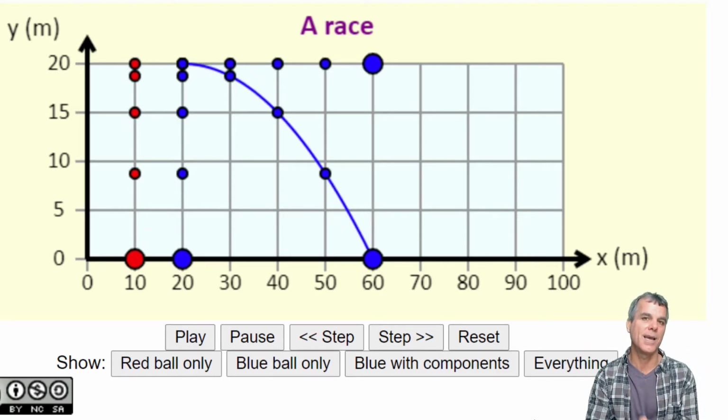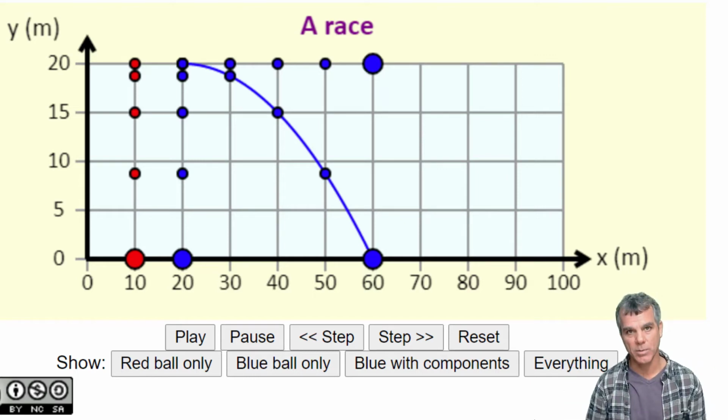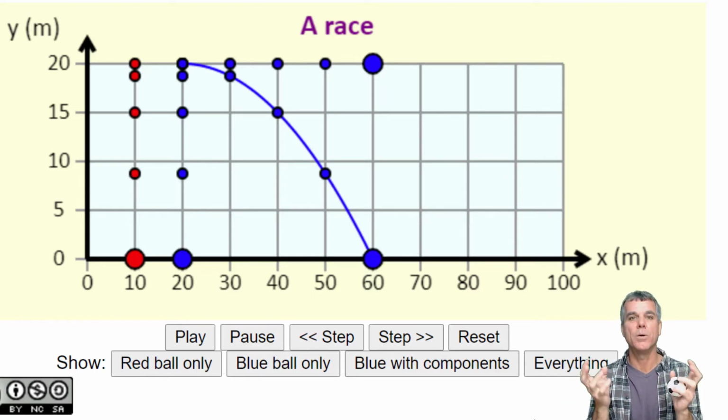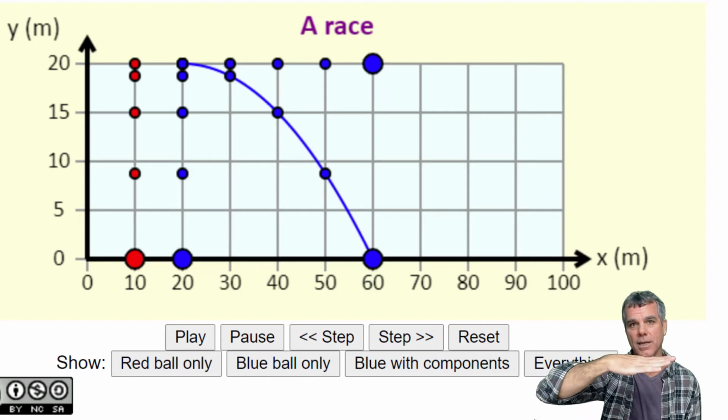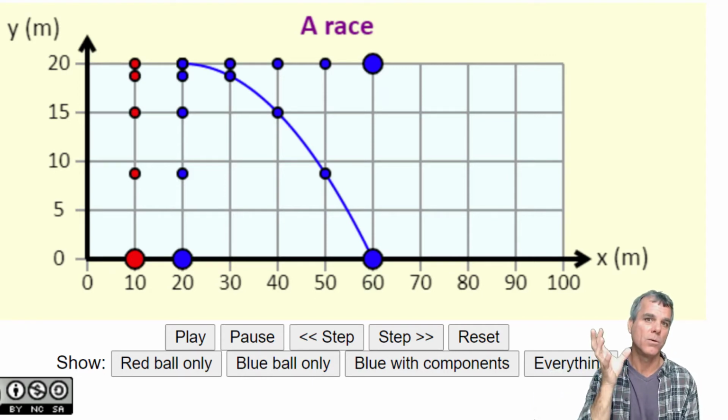So now if I look at both, what I see is that these two balls will hit the ground at exactly the same time, because they were both released from the exact same height. They both had 0 initial velocity in the y direction. The only difference was the blue ball had an initial velocity in the x direction, whereas the red ball did not.